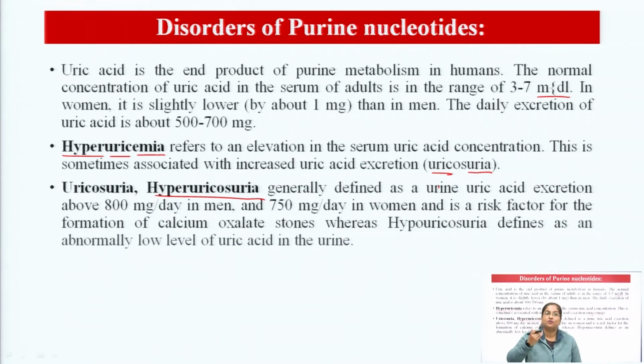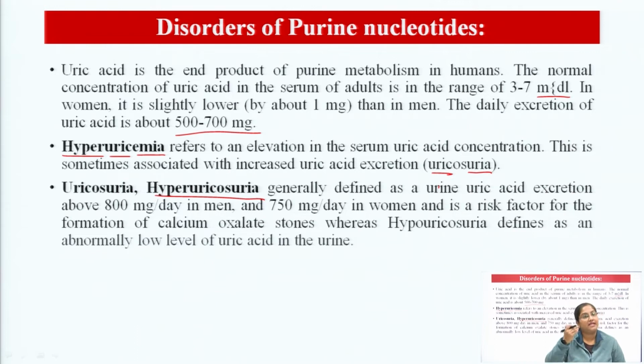Hyperuricosuria is an advanced stage of hyperuricemia. That means the person will first have hyperuricemia, and later on he will have hyperuricosuria. Everything is correlated. So, uricosuria means an increased amount of uric acid in the urine. On an everyday basis we excrete some uric acid in our urine, which is normal; 500 to 700 mg of uric acid is excreted every day.